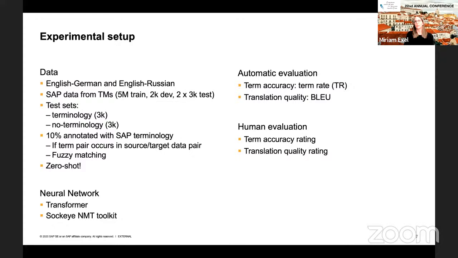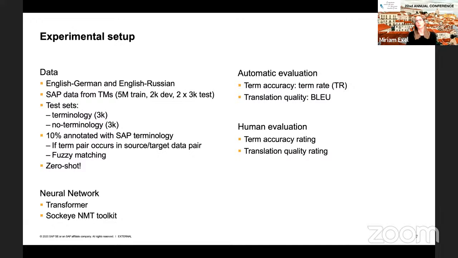We annotated 10% of the segments in the training and dev data with terminology pairs that come from the SAP terminology database. We annotated if the source term of a pair occurs in the source segment and the target term of the pair occurs in the target segment. For annotation, we use a fuzzy matching strategy to account for different morphological forms in the data, while of course the terminology database only contains the base forms.